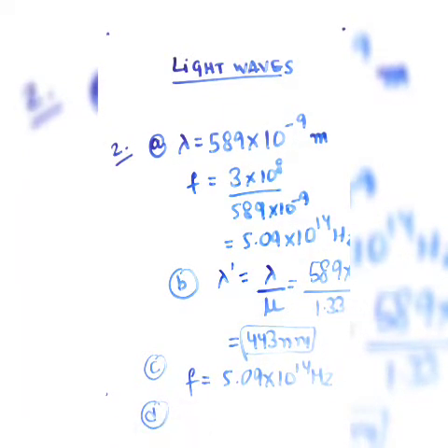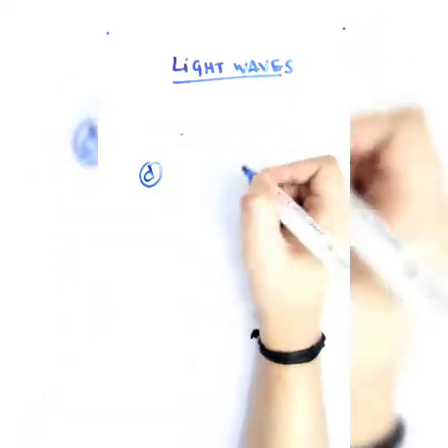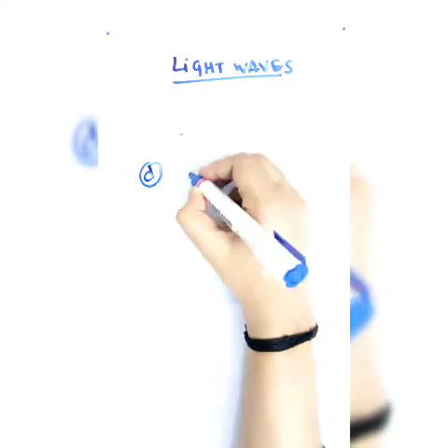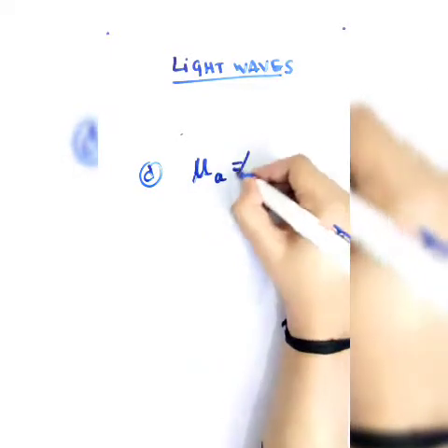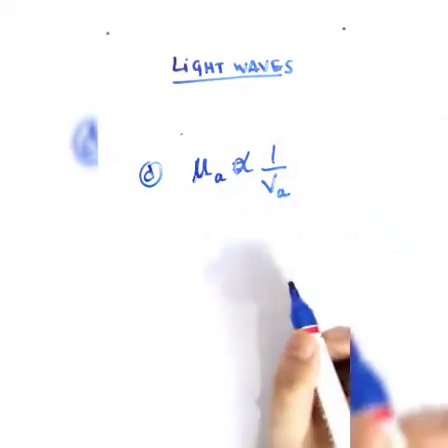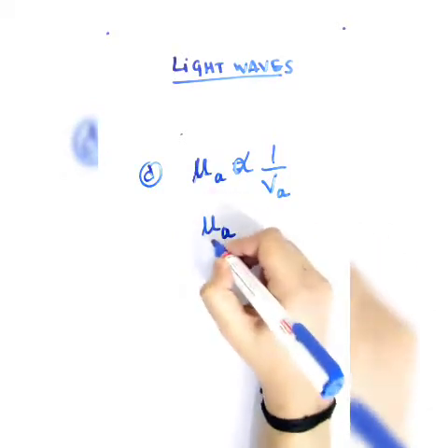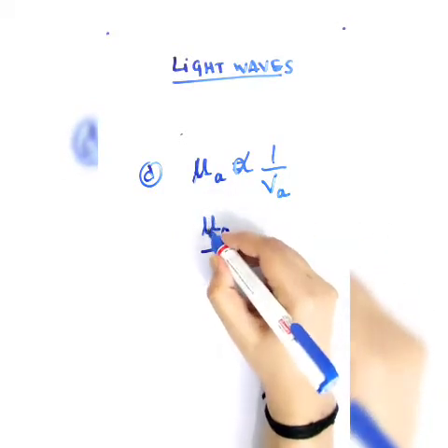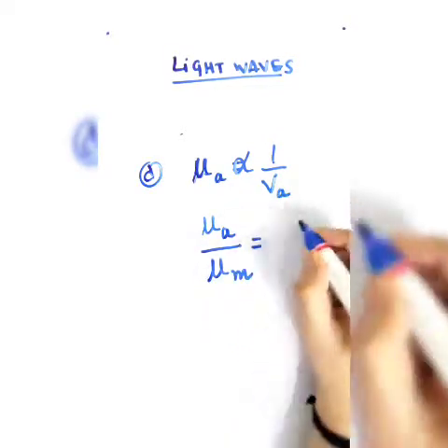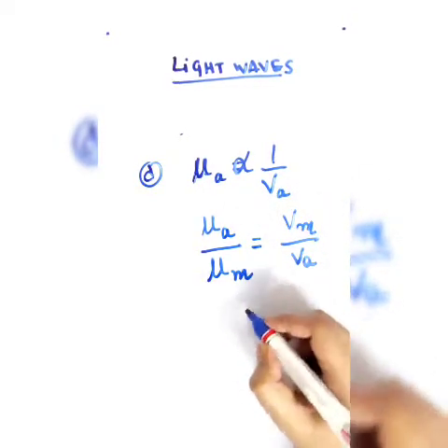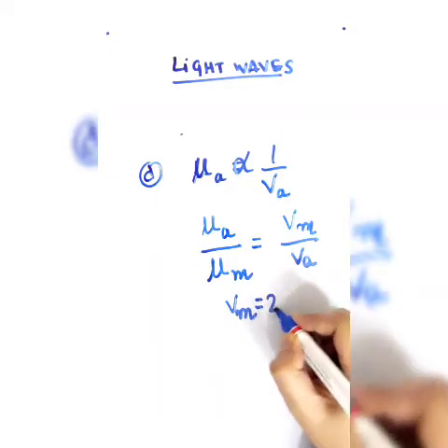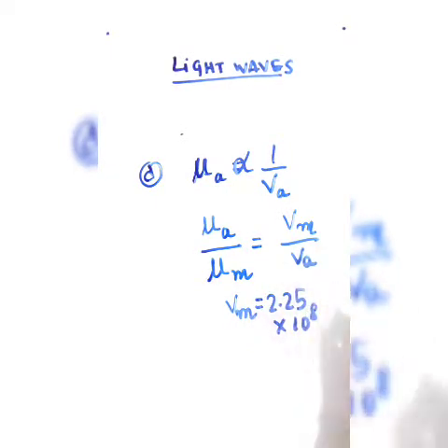Now coming to part number D. In this we are asked to find out its speed in water. As we know, the speed of light in any medium is inversely proportional to the refractive index. So that means refractive index of air divided by refractive index of medium would be equal to Vm by Va. Substituting all the values in the given question, we'll get Vm as 2.25 into 10 power 8.